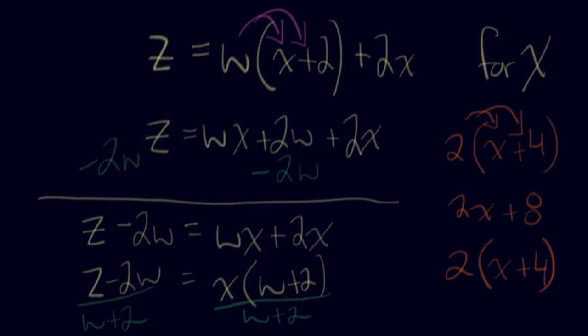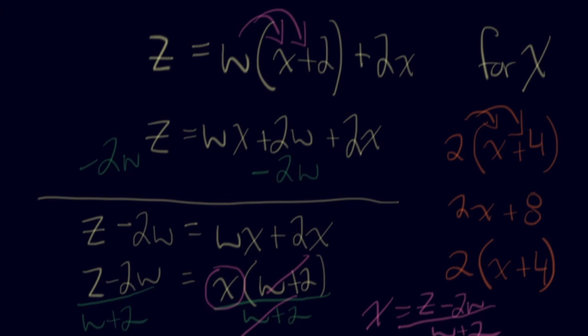What that's going to do is eliminate my w plus 2's and just leave me with my little old x there. And I know this looks kind of weird and scary, but that's your final answer. x is equal to z minus 2w all over w plus 2. Seems ugly and scary, but that is hardcore classic algebra coming right at you there.